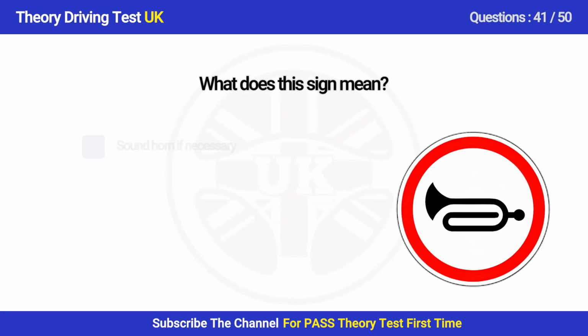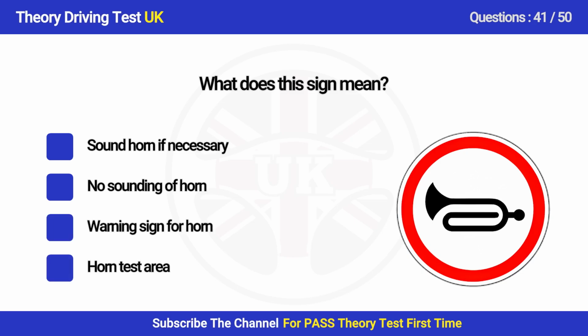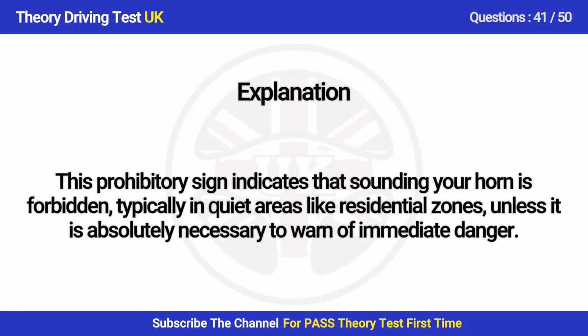Question 41. What does this sign mean? A. Sound horn if necessary. B. No sounding of horn. C. Warning sign for horn. D. Horn test area. Answer is B. No sounding of horn. This prohibitory sign indicates that sounding your horn is forbidden, typically in quiet areas like residential zones, unless it is absolutely necessary to warn of immediate danger.